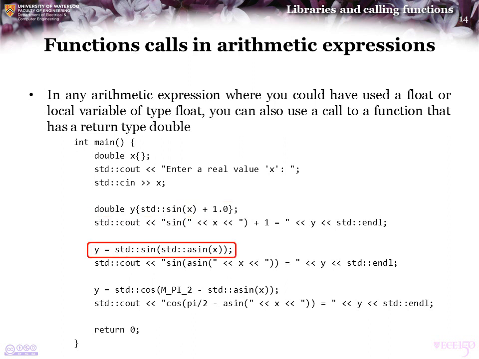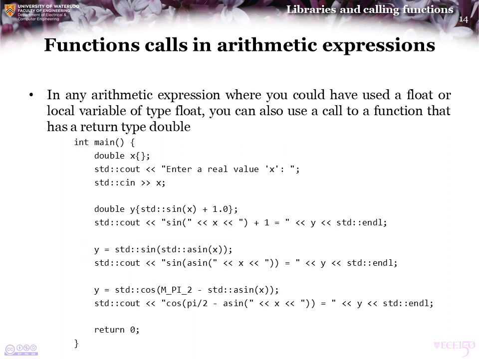Next, here y is assigned the value of sine called with the argument inverse sine, or arc sine, of the value x that was passed. So now the argument to sine is itself another function call. And that's okay, that also makes sense.